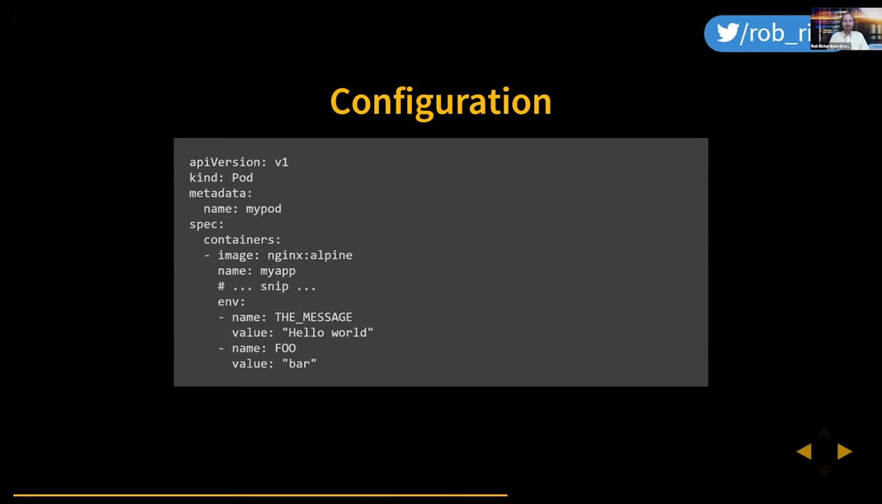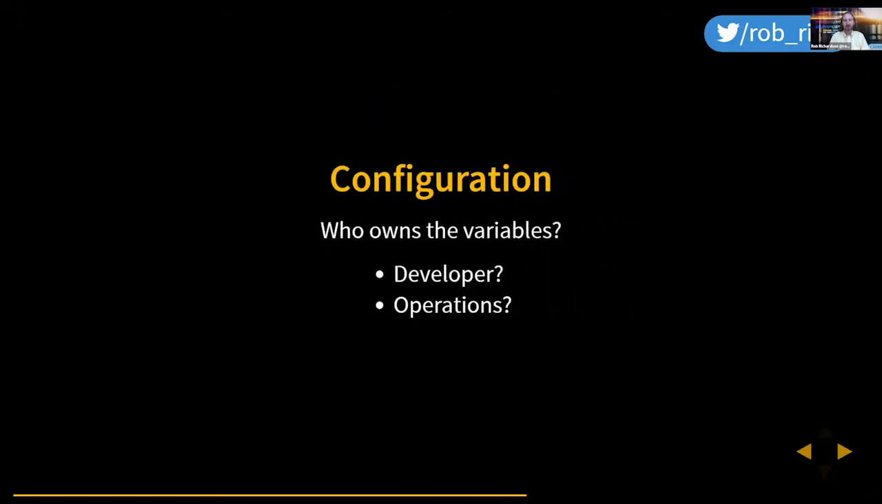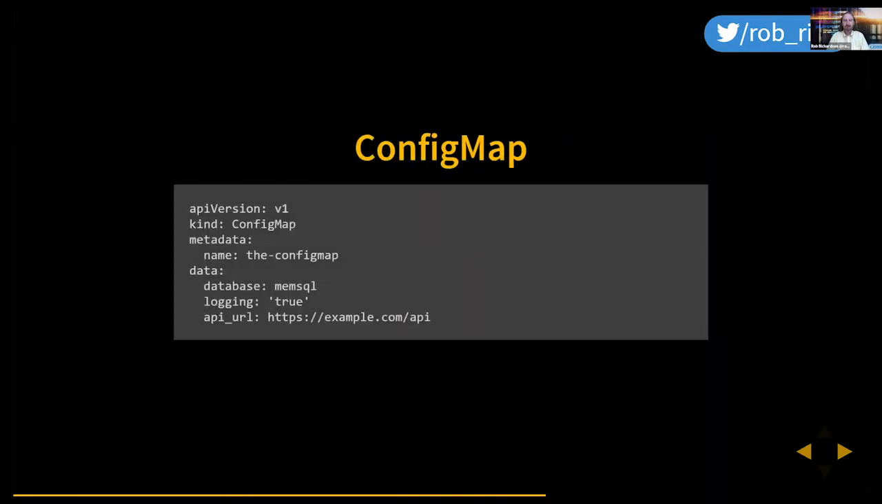Well, now do developers own the top half of the file and operations owns the bottom half of the file? We have mechanisms where we can separate them out. So developers can own the pieces specific to the container, and operations can own that configuration detail and keep it specific for each environment. Here's a config map. And this config map very specifically says, here's the data associated with this configuration. So I have a name for this entire config map, and then I have keys and values inside that. So in this case, my database is MemSQL, I've turned on logging, and my API URL is example.com/API.